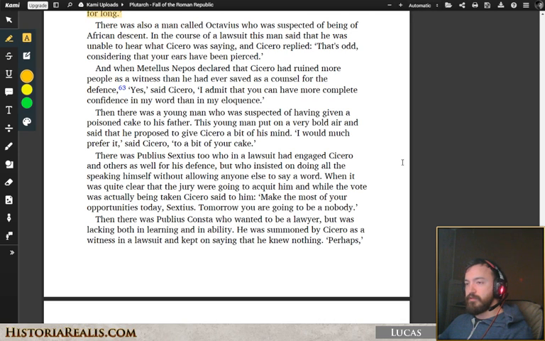There was Publius Sextius, too, who in a lawsuit had engaged Cicero and others as well for his defense, but who insisted on doing all the speaking himself, without allowing anyone else to say a word. When it was quite clear that the jury were going to acquit him, and while the vote was actually being taken, Cicero said to him, "Make the most of your opportunities today, Sextius. Tomorrow you are going to be a nobody."